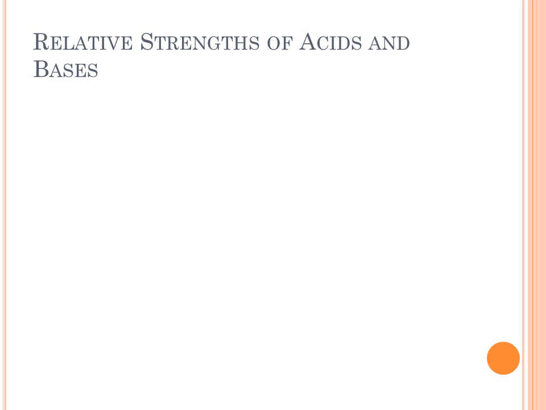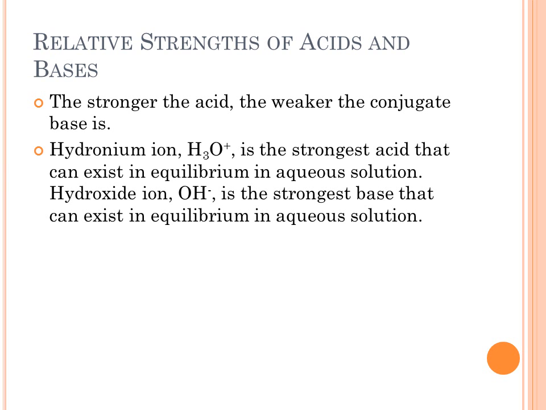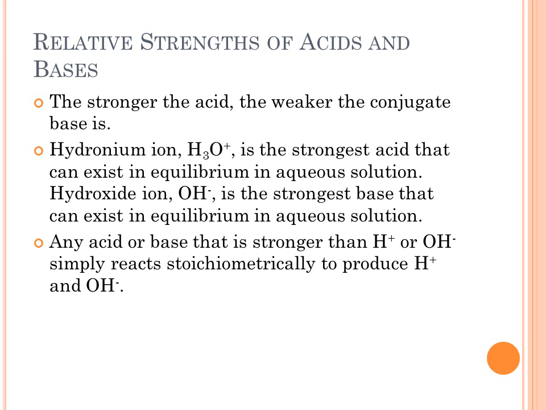Let's talk about relative strengths of acids and bases. The stronger the acid, the weaker its conjugate base is. Hydronium ion is the strongest acid that's going to exist in equilibrium in aqueous solution, and hydroxide is the strongest base that can exist in equilibrium in aqueous solution. Anything that's stronger than that will just react stoichiometrically with water to produce H plus or OH minus.